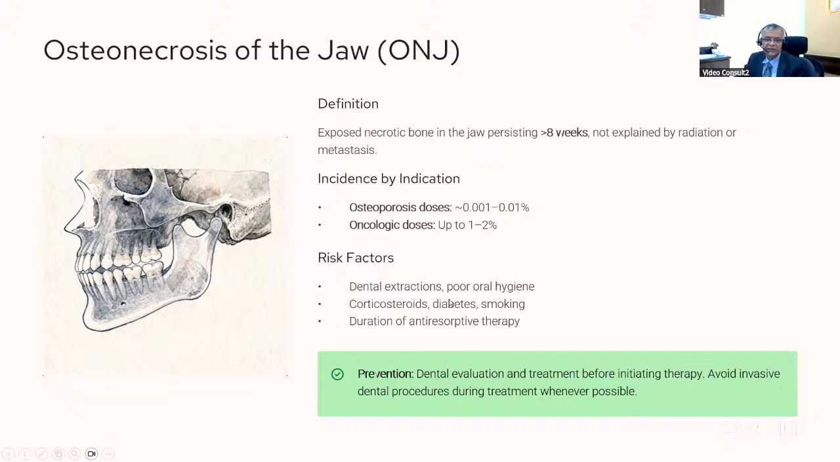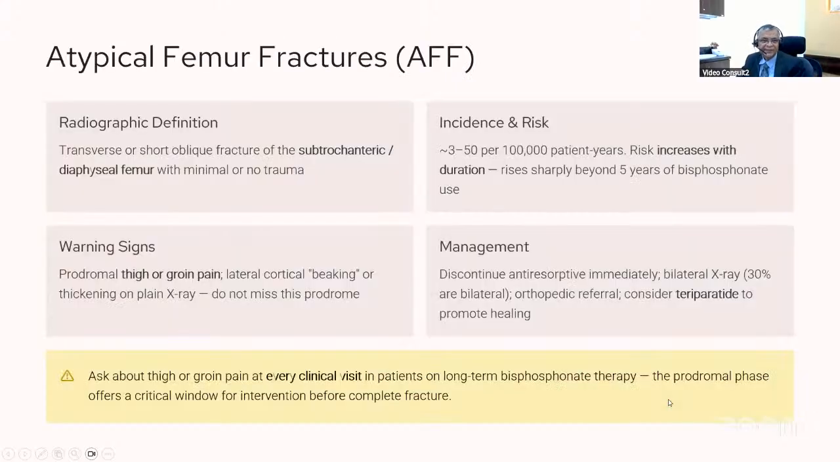Risk factors: dental extraction, poor oral hygiene, steroids, diabetes, smoking, and duration of antiresorptive therapy. Prevent by dental evaluation and treatment before initiating therapy. So you get a dental evaluation done before you start the therapy. Avoid invasive dental procedures during treatment whenever possible. Atypical femur fractures, by definition, are transverse or short oblique fractures of the subtrochanteric or diaphyseal femur with minimal or no trauma.